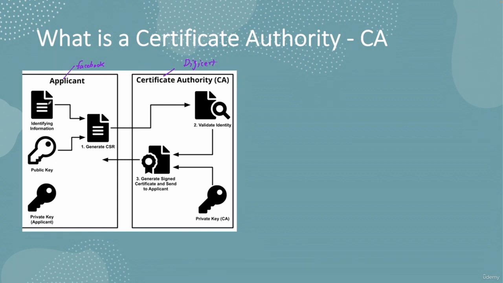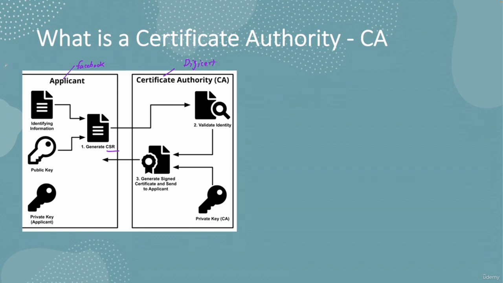So what happens is, first of all, you need to have your identifying information. And when I say identifying information, if it is a website, you will give the website URL, the domain name, the organization name, and the address of that organization. Anything that identifies you as an entity has to be sent over in a CSR. This is called a CSR, which is a certificate signing request.